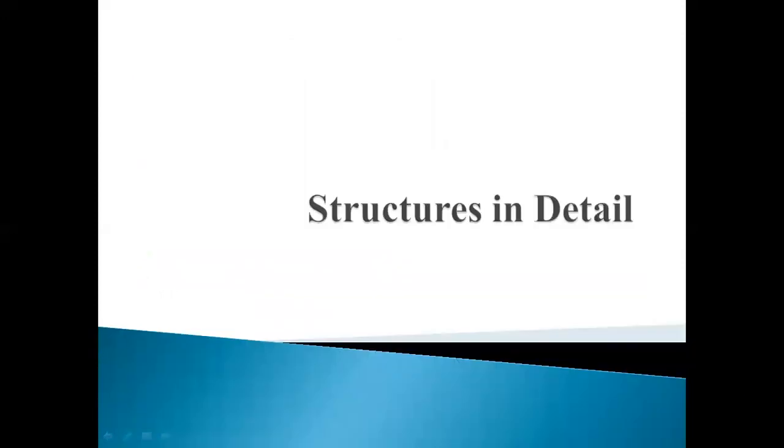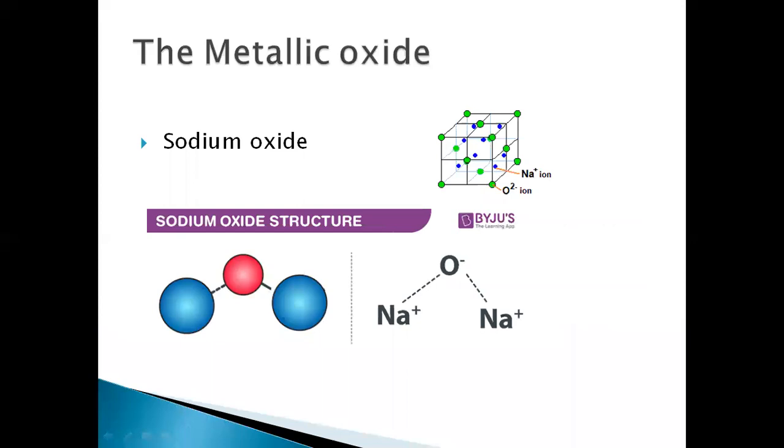So now we are going to discuss the structures in detail: how they are arranged, what their geometrical shape is, and what the angles are between the elements. When we talk about the structures in detail, first of all we will talk about the metallic oxides. I already explained that metallic oxides include sodium oxide, magnesium oxide, and the third one is aluminium oxide. The first one I'm going to explain is sodium oxide.